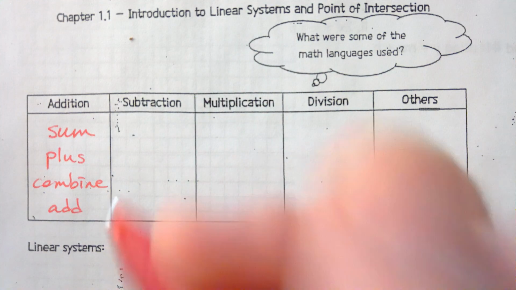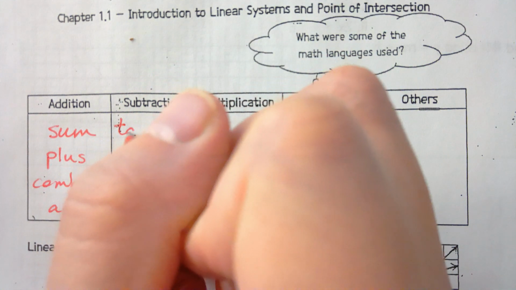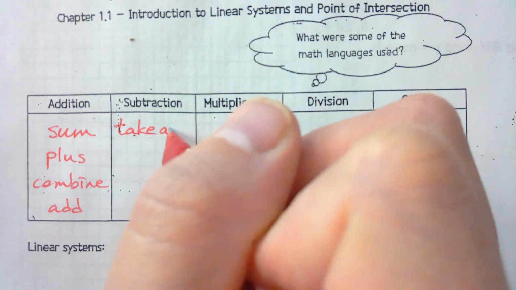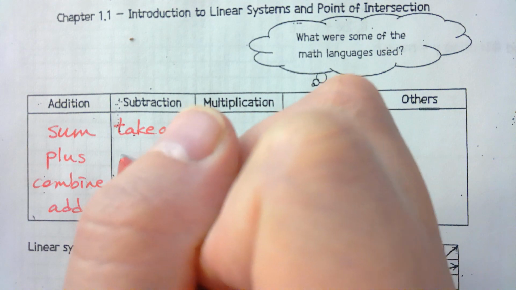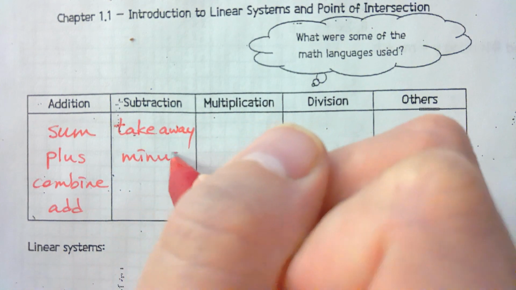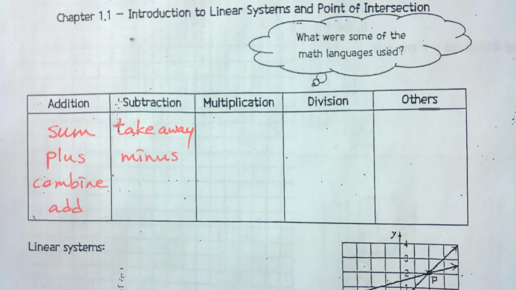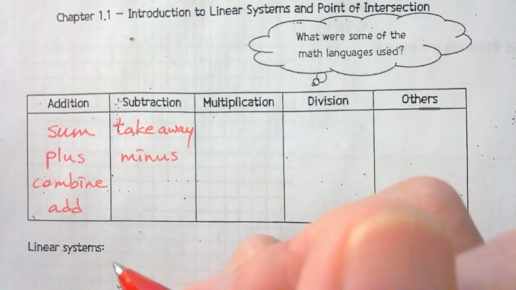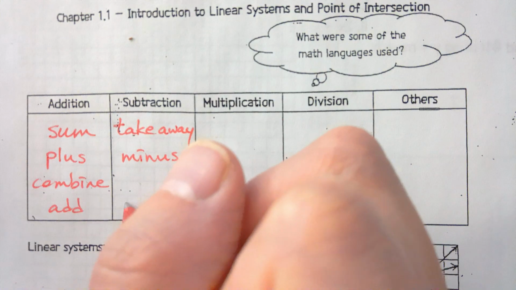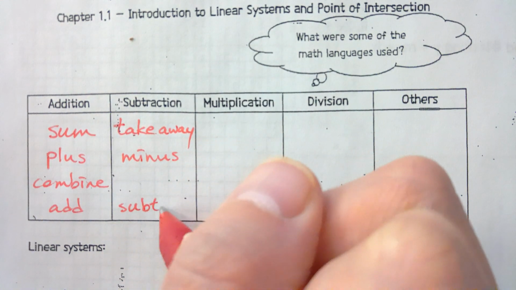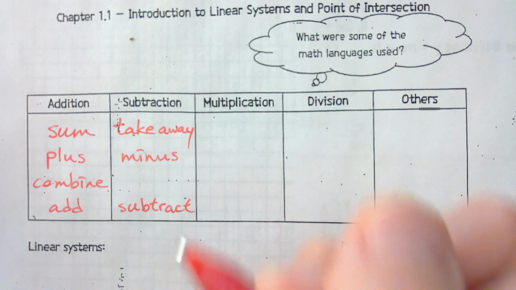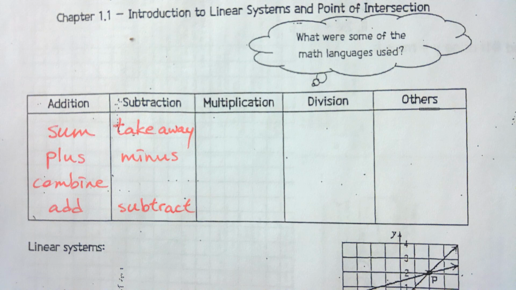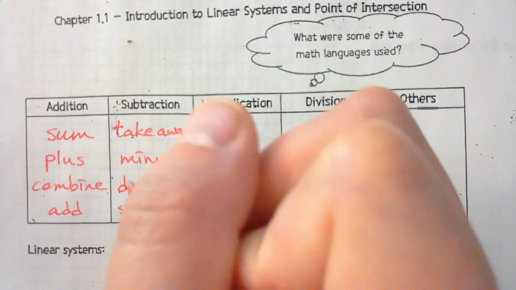Andy? Take away. Good. Tayden? Minus. One more. Subtract. And the more important one. Oh, actually, yeah, that's a good one. Less. Difference. That's right. Difference.